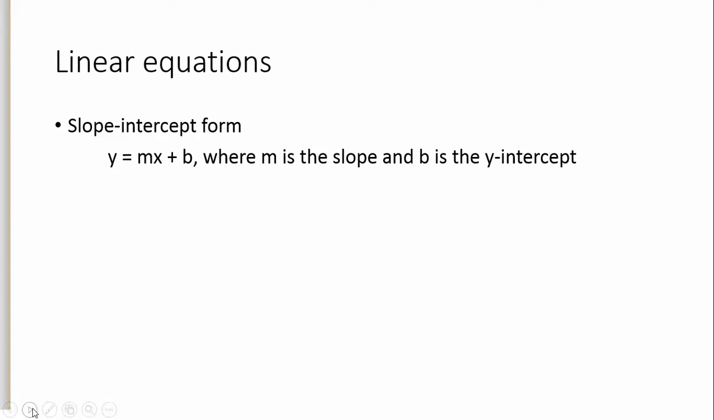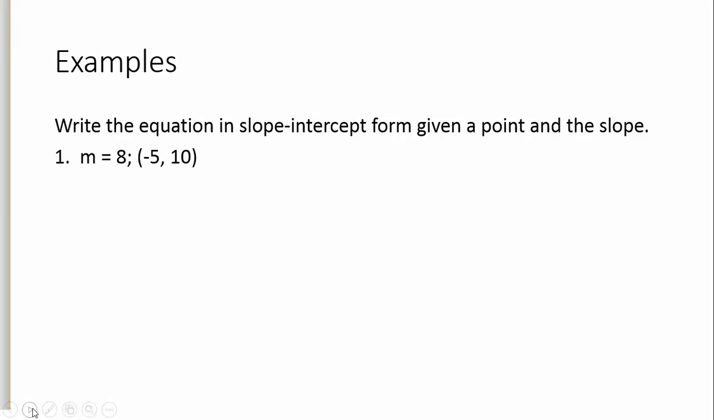Remember that slope-intercept form is a linear equation, y equals mx plus b, where m represents the slope of the line and b represents the y-intercept. So for the first and second example, they're going to be very similar. We're going to write the equation in slope-intercept form if you're given a point and the slope.